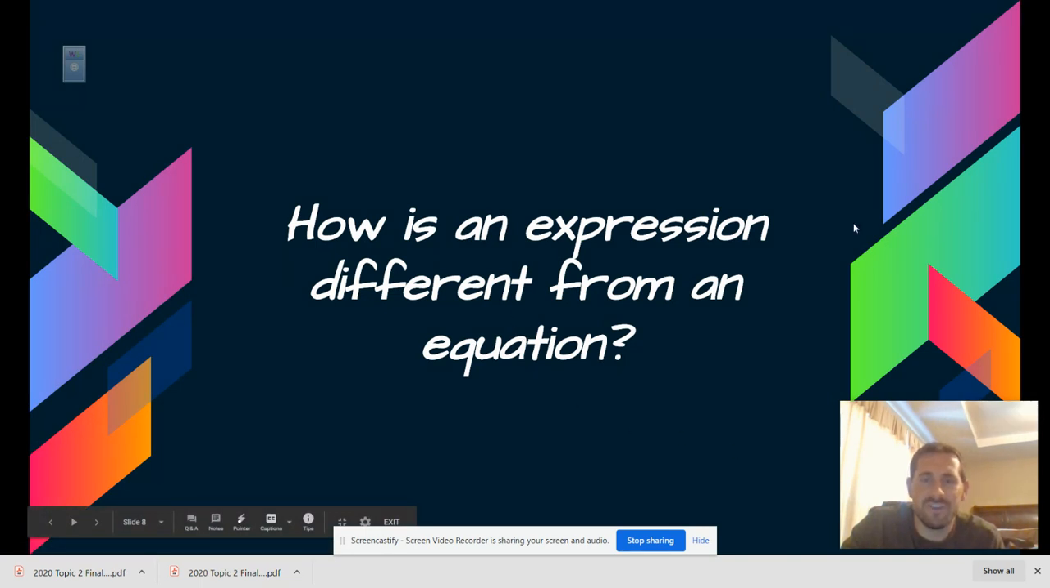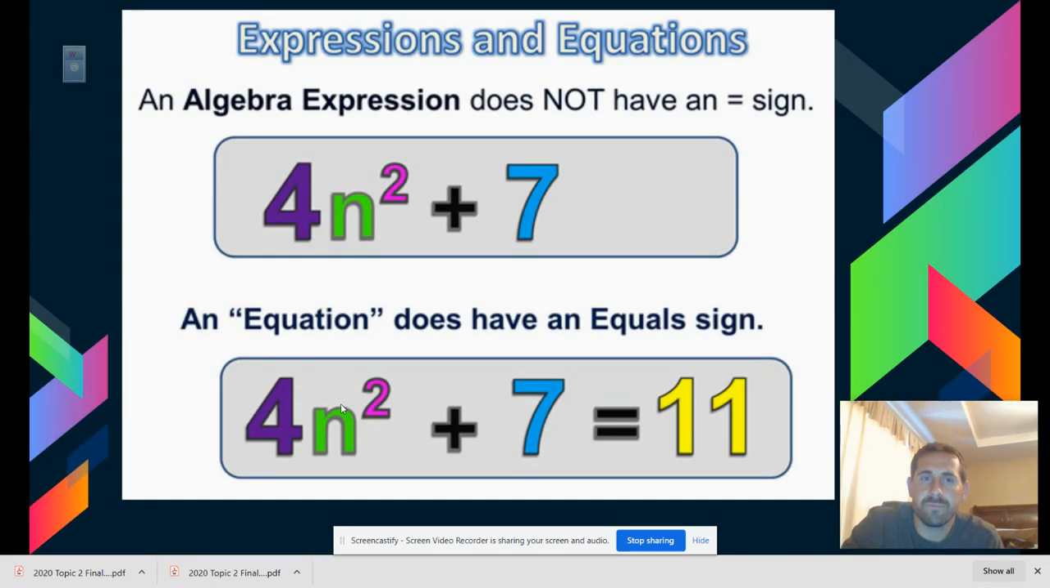So how is an expression different from an equation? So expressions and equations. An algebra expression does not have an equal sign. So 4 times n to the second plus 7. Notice I said times. When you see a number right next to a variable, it's multiplication. An equation does have an equal sign. So again, look at that word equation, EQUA, and then we have EQUAL. So it almost has the word equal in it. It's an equation. So once we have that equal sign, it's an equation.